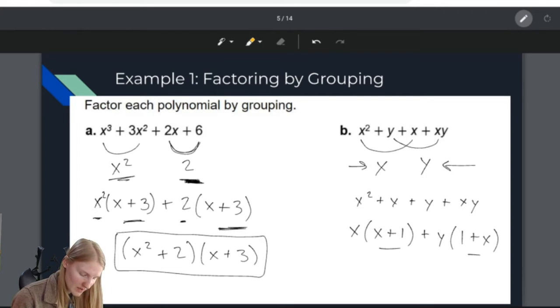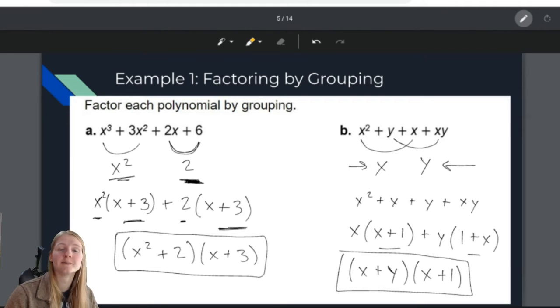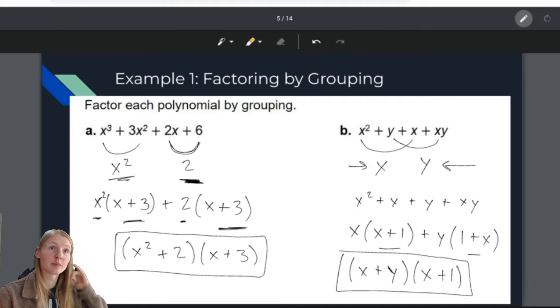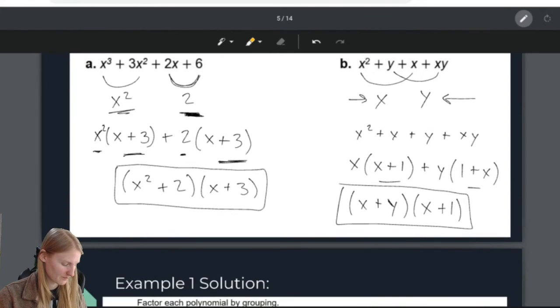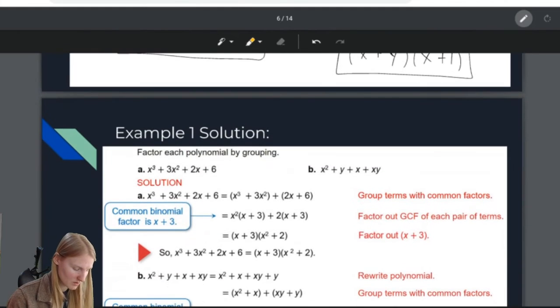So, now I can write this as x plus y times 1. And I cannot factor that anymore. Awesome. There is our first example about factoring by grouping. Done. Totally done. Let's make sure that we were right.